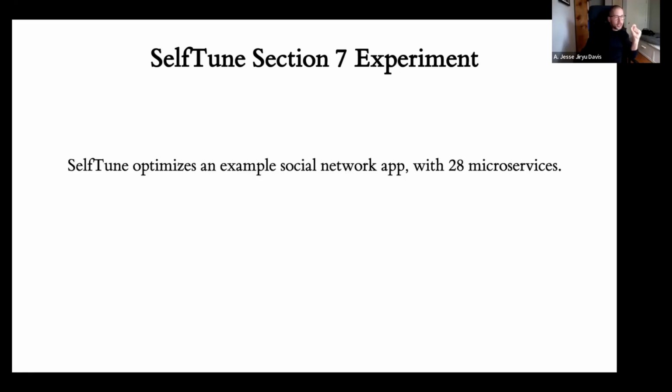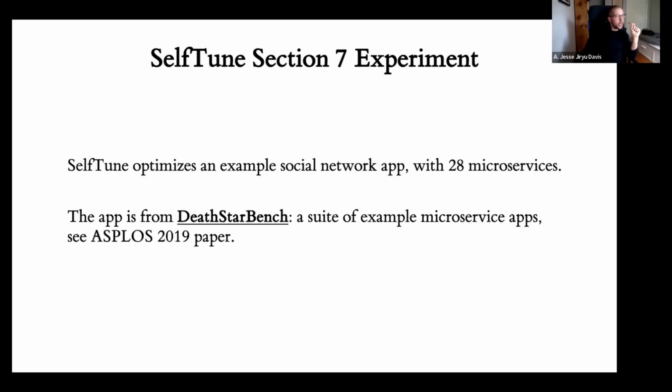So they've got an example social networking application with about 28 microservices. And where they got this social network app from is a 2019 paper that introduced something called DeathStarBench, which is a suite of example microservice applications.